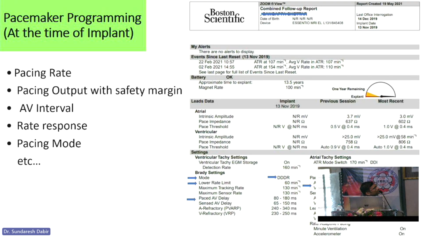Okay, pacemaker programming at the time of the implant. So what are the parameters we need to set? Let's say if I go for an implant, what are the parameters? I have the pacemaker, right? There are a lot of parameters which are automatic.